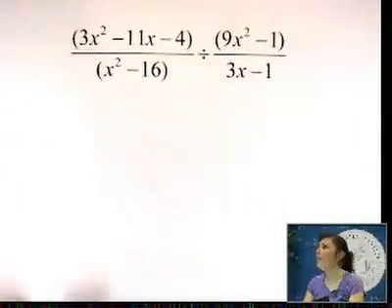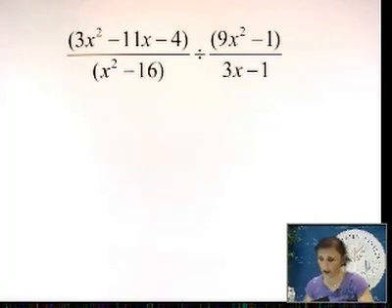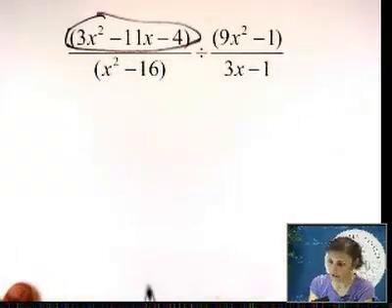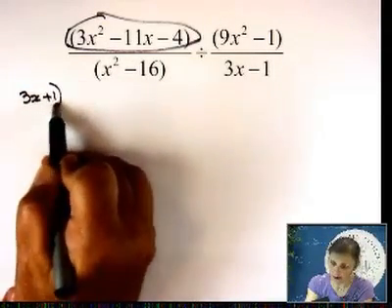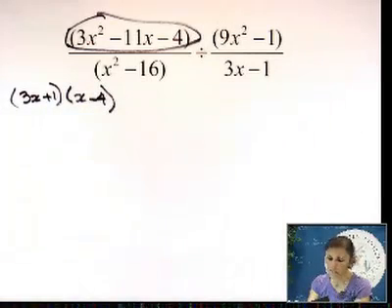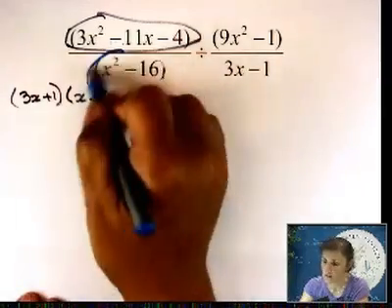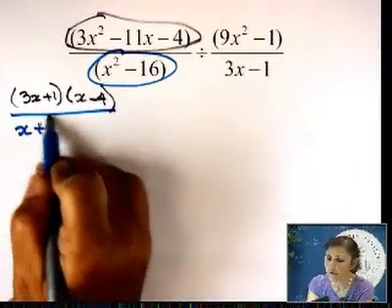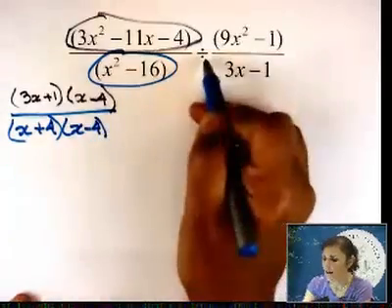Okay, let's do one more. This one, I'm going to factor out again. This one is going to factor out as 3x plus 1 times x minus 4. This is actually one of the examples in the factoring section. This one factors out as x plus 4, x minus 4. So make sure that you know how to do that.